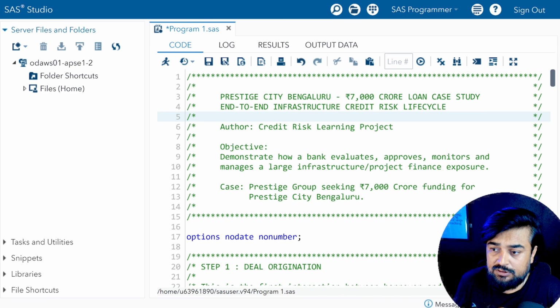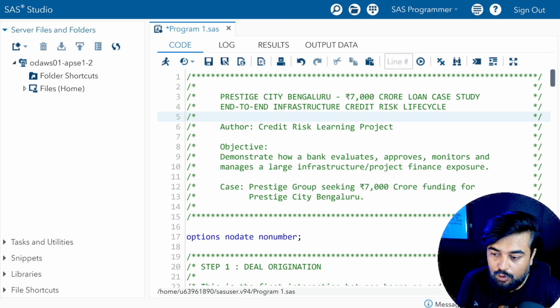So what are the steps? Number 1 is deal origination. The process starts when Prestige Group applies for the loan. Step number 2 is due diligence. Before considering the loan, the bank verifies legal approval, land ownership, environmental clearance, all those things. Then feasibility check is the third step, where the bank will evaluate whether the project is commercially viable, and whether the expected revenue will be achievable or not.